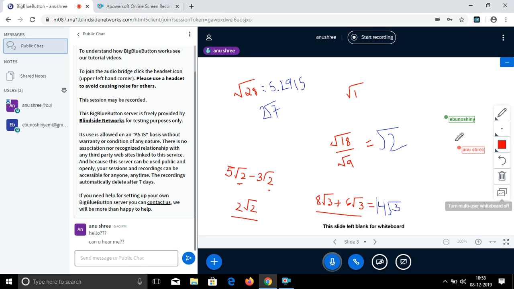Now, if the numbers are like this, say 8 root 3 or 3 root 2, since you can see the numbers inside the root are not the same, it's 3, it's 2, that means you can't simplify it further. So it's as it is. Such types of numbers you can't simplify further, so leave them as they are.